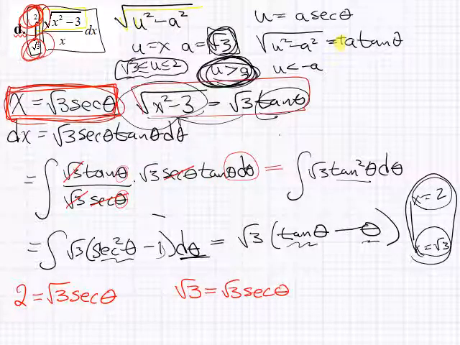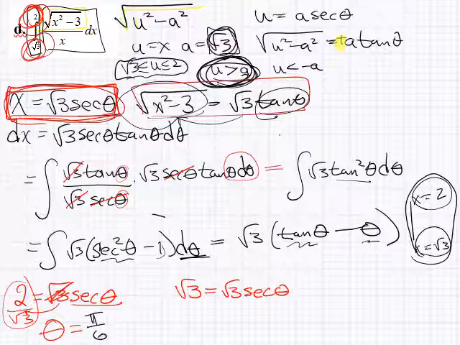So in this case, divide this by square root of 3. And now I have secant theta equals 2 over the square root of 3, knowing that secant is the reciprocal of cosine, and this is the reciprocal of square root of 3 over 2. That tells me that theta would have to be... sorry, not 1/2. Theta would have to be pi sixth.